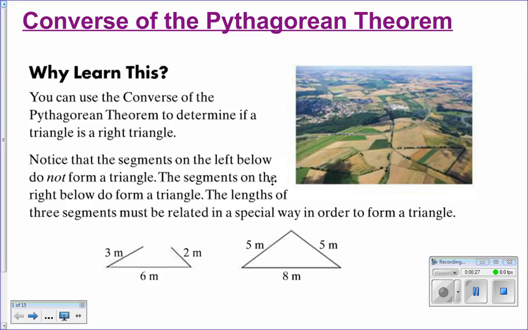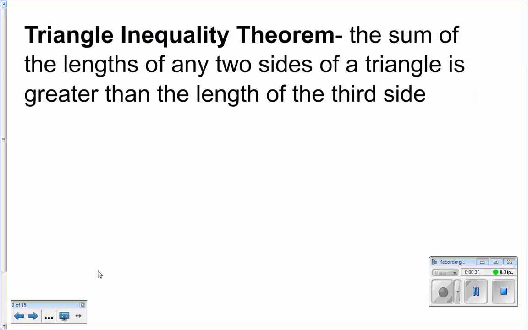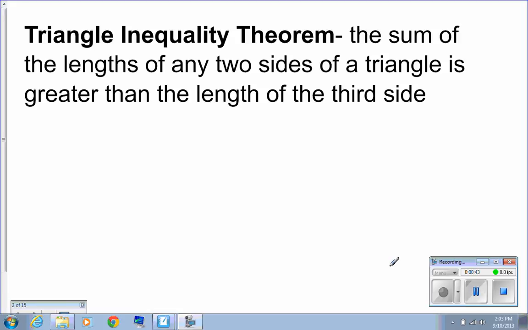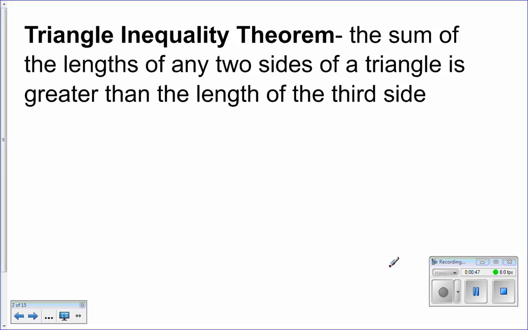Today you're going to need your spiral, a pencil, and a calculator. So the triangle inequality theorem is: the sum of the lengths of any two sides of a triangle is greater than the length of the third side. So what does that mean? That means when we look at a triangle, we know that they have three sides, and the two sides have to be greater than the length of the third side.